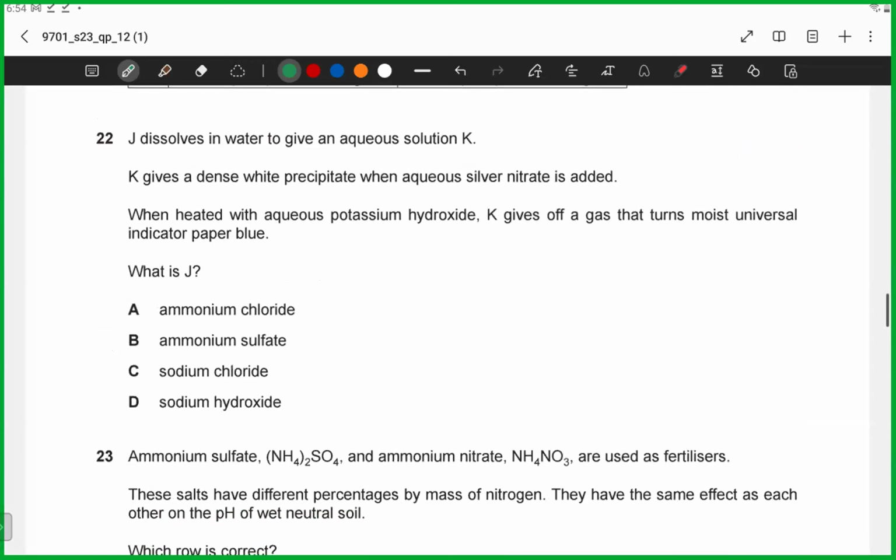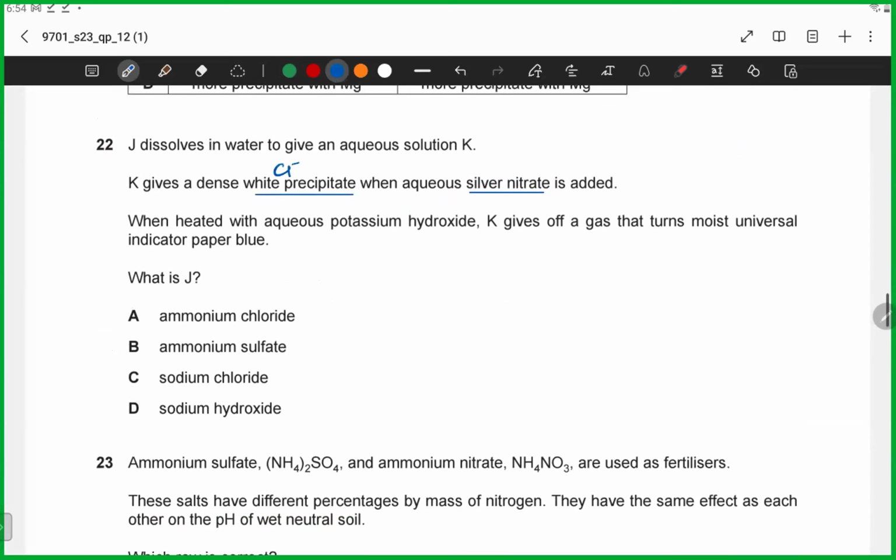अच्छा अगला है: J dissolves in water to give an aqueous solution K. K gives a dense white precipitate with aqueous silver nitrate. अच्छा, so with the silver nitrate who forms a white precipitate? What ion does it show that it has? Chlorine or chloride. ठीक है, remember Cl- ions they form a white precipitate. Br- ions होते हैं तो they would form a cream precipitate. I- होता तो it would have formed a yellow precipitate, ठीक है?